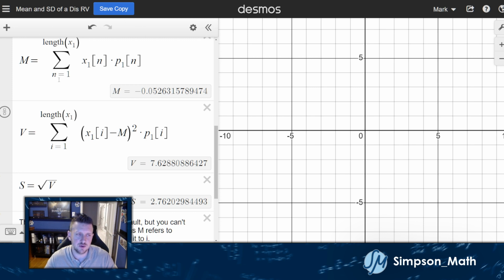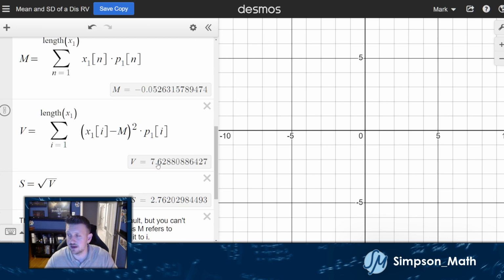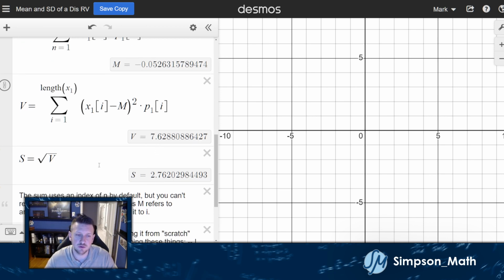But I can't use i-n for both or i for both, because for some reason Desmos got mad when I did that. So here's why I'm using i-n's and then i's. Shrug, don't stress about it. So now that we have our variance, how do we get the standard deviation? Well, we just square root it.